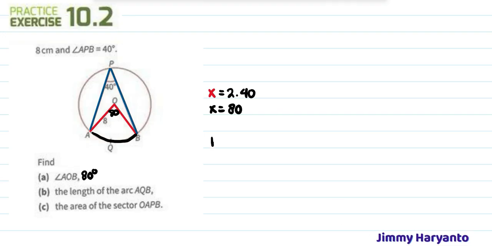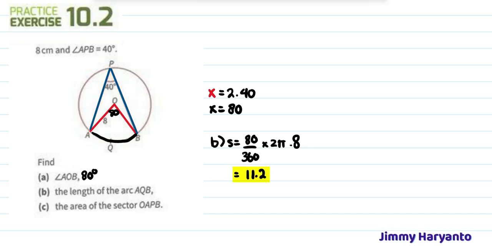That means we have to use the formula of the arc. S equals theta over 360 times 2 pi r. Just input the theta. The theta is 80 degrees. The radius is 8. Let me calculate this one first. The final answer is 11.2.